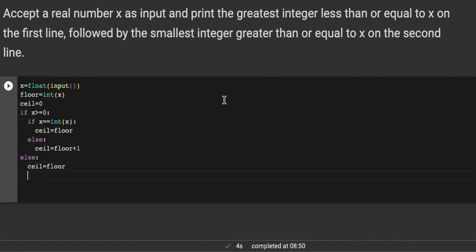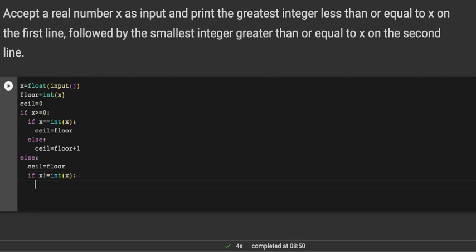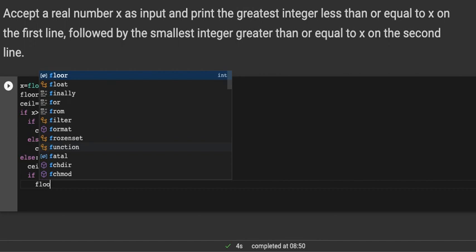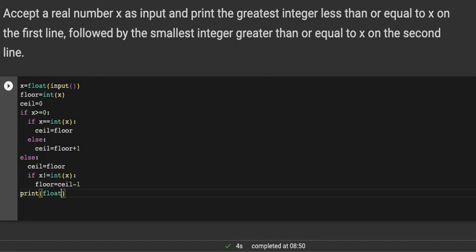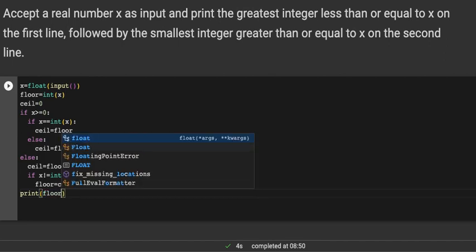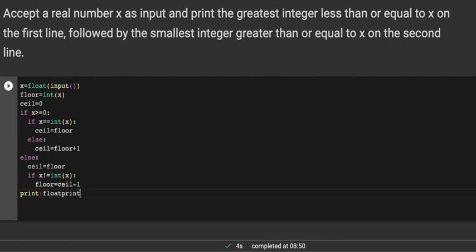In this case, floor does not become this, and we have to define floor: if x is not equal to integral of x, then we should define floor as ceil minus 1, which is integral of x minus 1. That's all. And now we have to print floor as well as print the ceil as output. Let's see if this code runs.